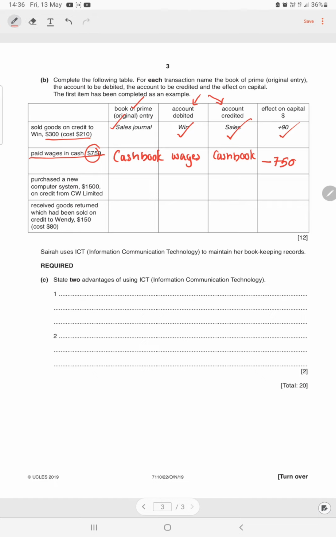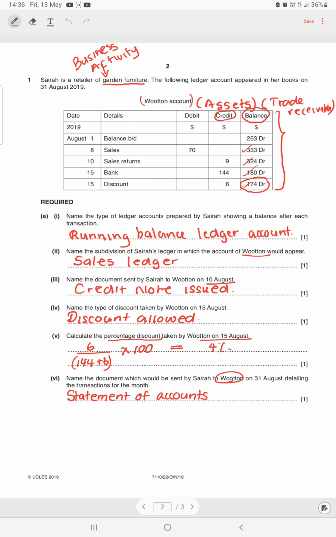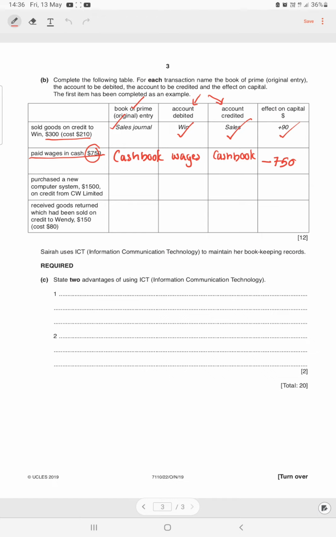Next, purchase a new computer system on credit from CW Limited. This is interesting. Sarah is a retailer of garden furniture, and a computer is not garden furniture, which means she has bought a computer system, so it's a purchase of an asset on credit. So this transaction is a purchase of non-current assets on credit basis.